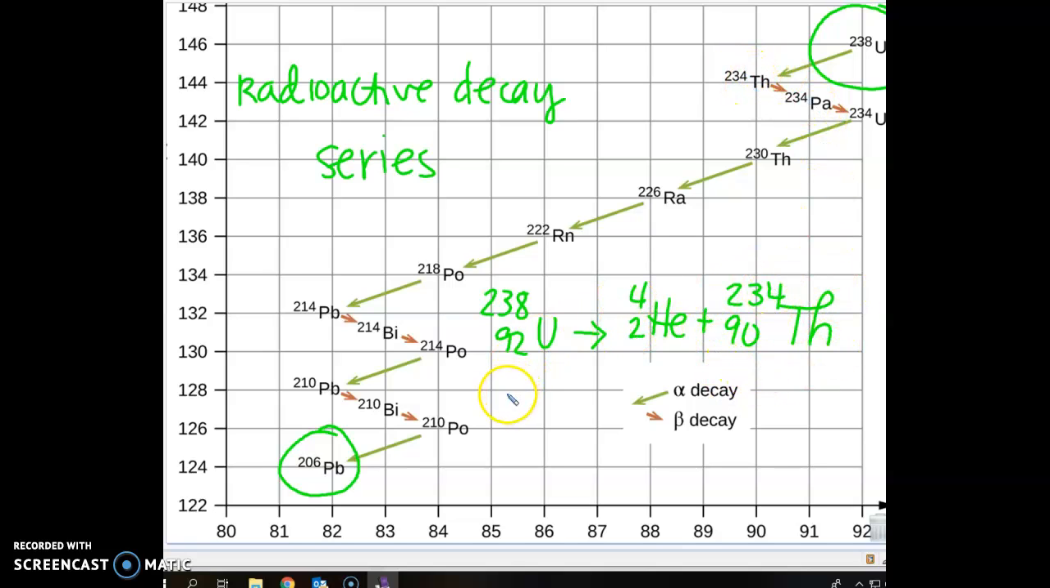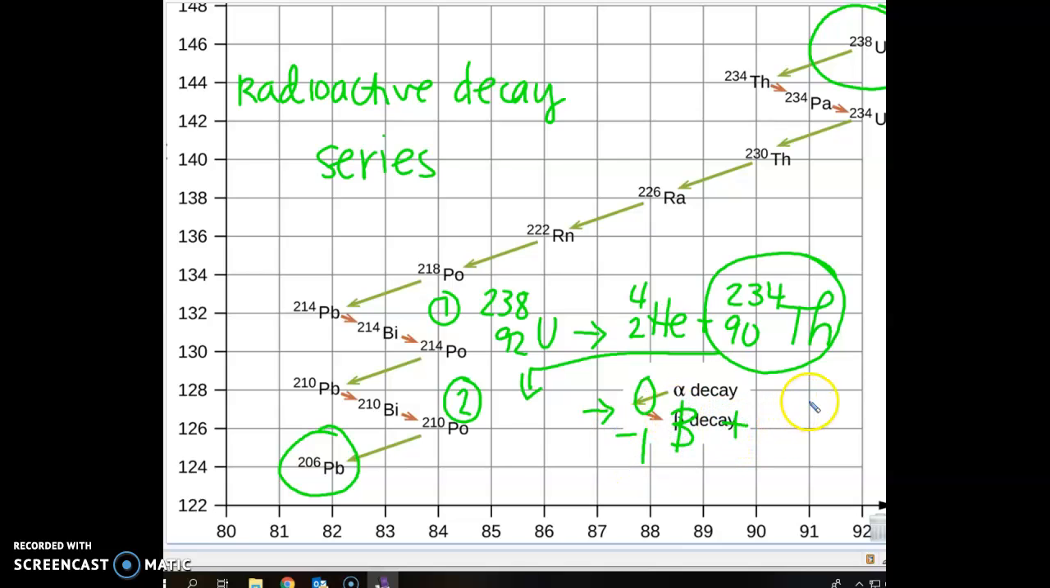Okay. Then in my next step, so this would be step 1, in my next step, my ending element here, my ending nuclide here, is going to become my starting nuclide in number 2. And this time I'm going to emit a beta particle, which looks like this. And I'm going to end up with protactinium-234. Okay.